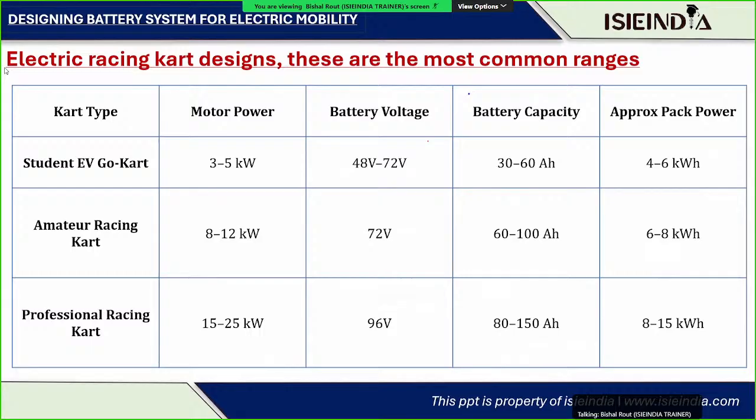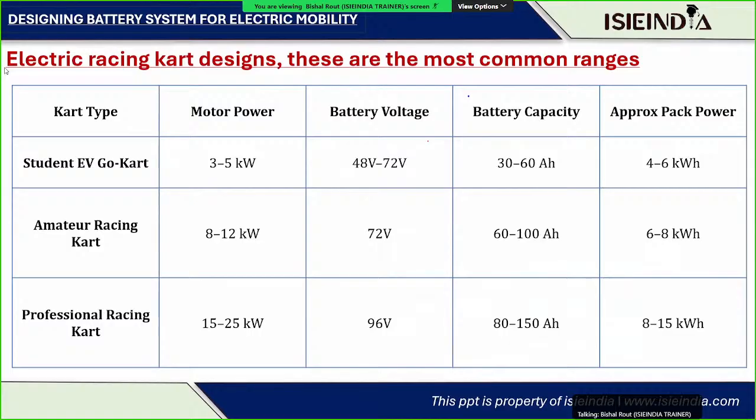This is the best practice as far as I have seen with go-karts. If the motor is between 3 to 5 kilowatt, the battery voltage is 48 volt to 72 volt, and capacity may vary from 30 to 60 ampere hour based on what you are utilizing, right? Approximate pack energy is 4 to 6 kilowatt hour. That is fine for a student EV kart. If you go for an amateur racing kart like Formula Champions, or even higher, you can go for an 8 to 12 kilowatt motor, a 72 volt battery pack, with capacity of 60 to 100 ampere hour and 6 to 8 kilowatt hour.